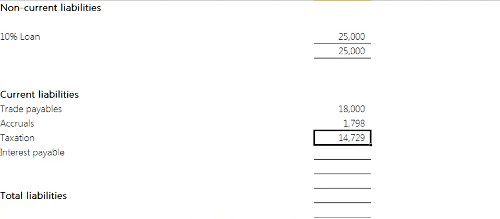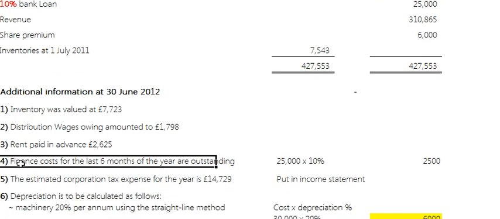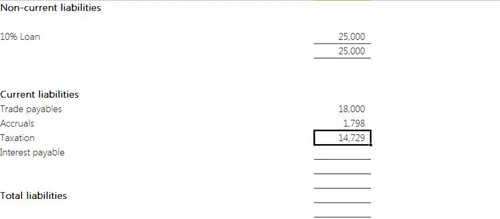And interest payable, this is where we go back and be careful. Now it says 4, finance costs for the last 6 months are outstanding. We worked out what it is for 12 months, so if you know 6 months of that is outstanding, you just divide 2,500 by 2. So put it in, 1250. Okay, add those up, that's your total of your current liabilities there.